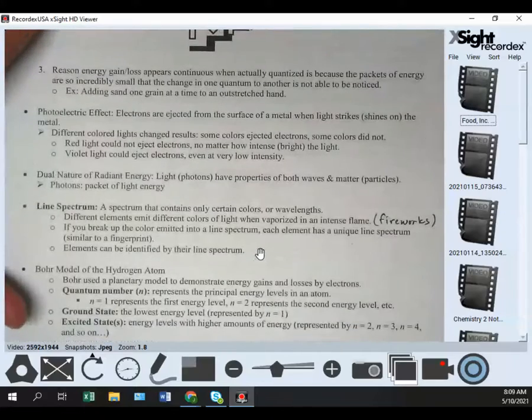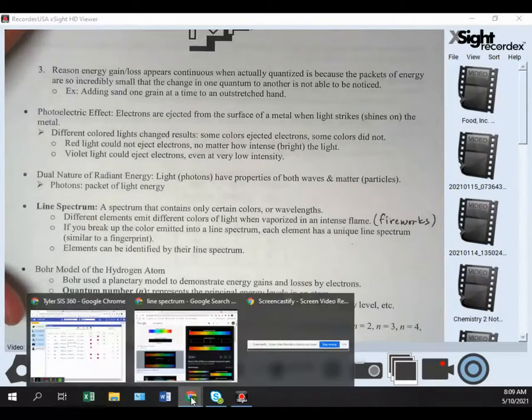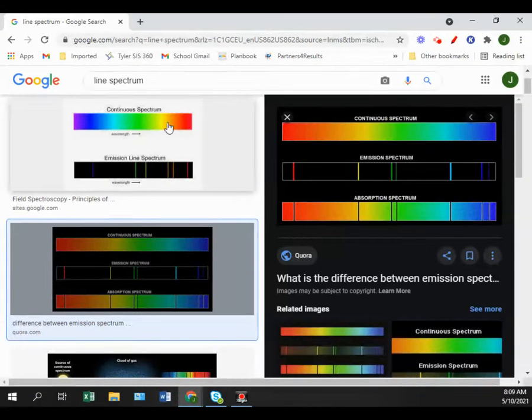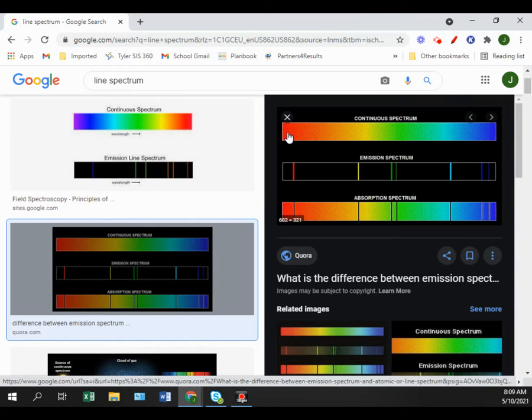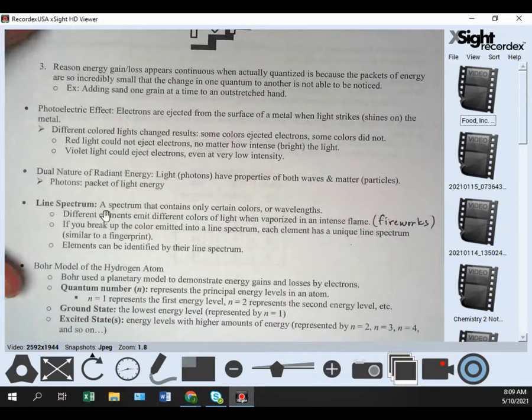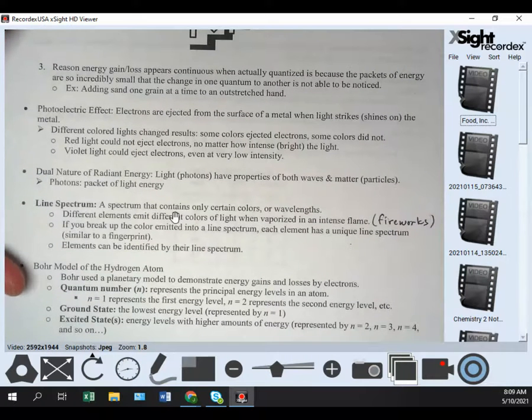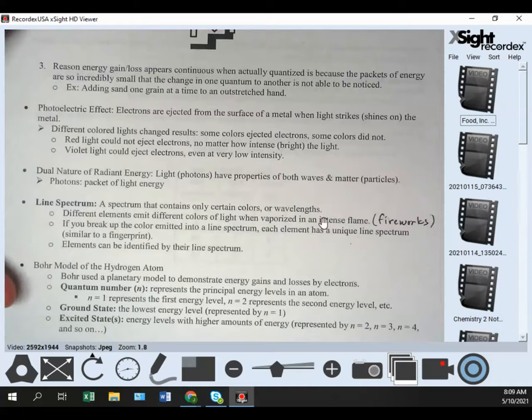So we talked on Friday. A continuous spectrum is all the wavelengths from one point to another, with no breaks in it. You could have any point along between these two points. This is the visible spectrum, what we can see. Now, as it says in the notes, a line spectrum is a spectrum that contains only certain colors or wavelengths.